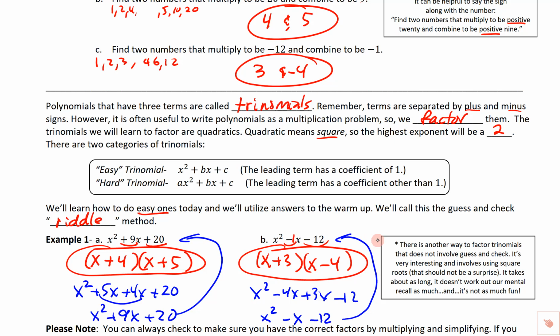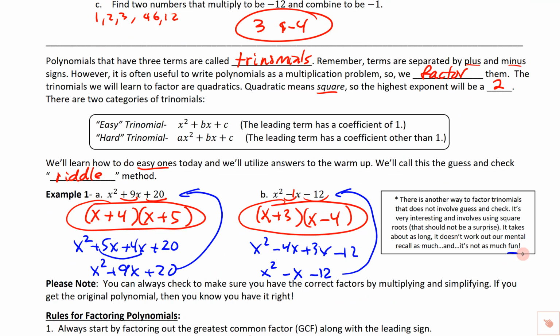Now, there is a way that you can get around guessing and checking. Sometimes that's a bit of a hassle, but it involves taking square roots, and that really shouldn't be a surprise because we've got squares here. Shouldn't be surprised that going the other way we've got square roots involved. But it doesn't give us a mental workout, and it doesn't help us use our recall as much. And honestly, in my opinion, it's a little bit longer, and it's not nearly as much fun, if you can call this fun.